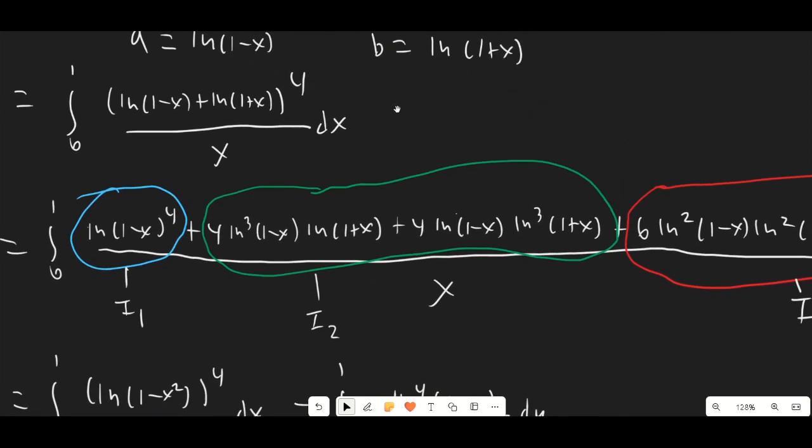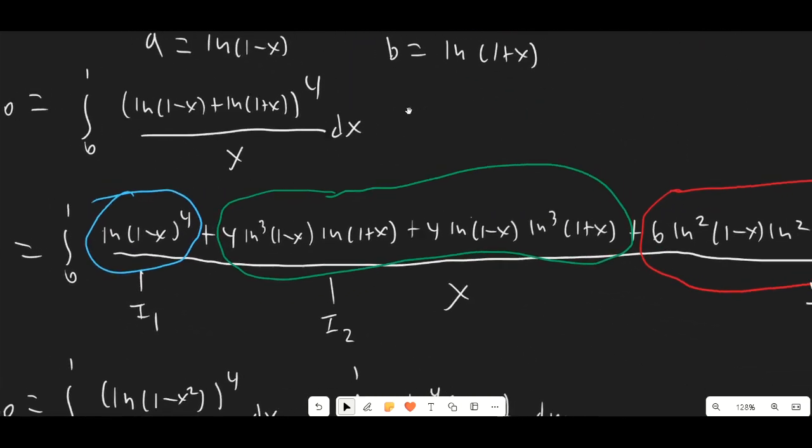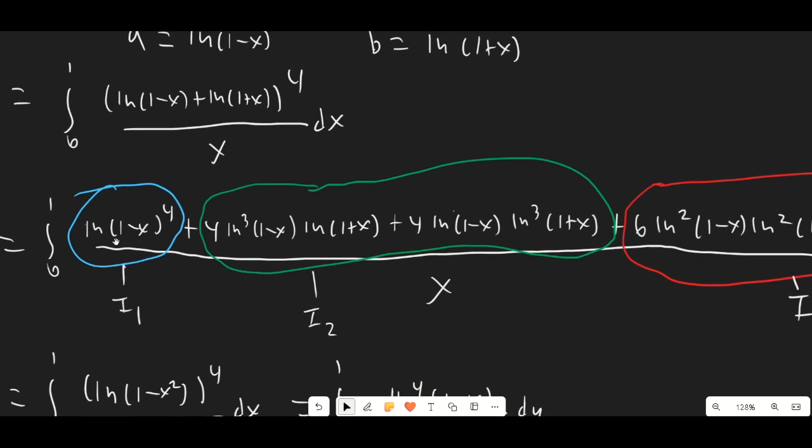Then we just go ahead and expand everything out. This is a really huge expansion, and I did do it out of order here. So first we have natural log 1 minus x to the 4th power, which we'll take as I1. Remember that there's an x on the bottom here, and we're integrating from 0 to 1. Then these terms with the 4's are going to be I2.